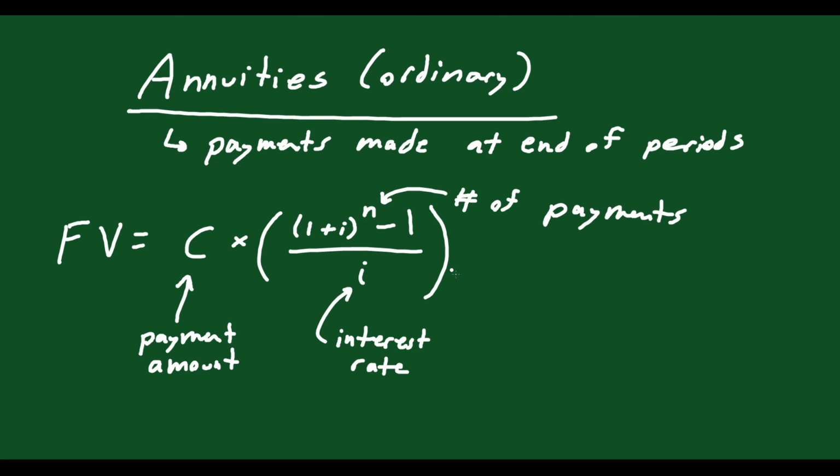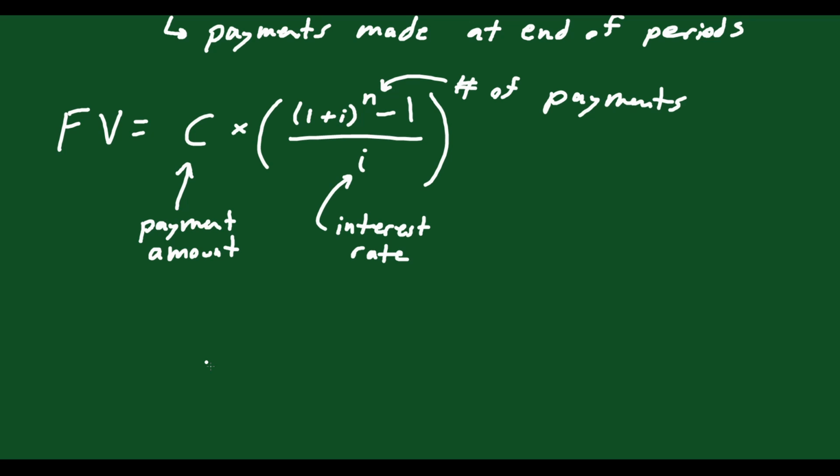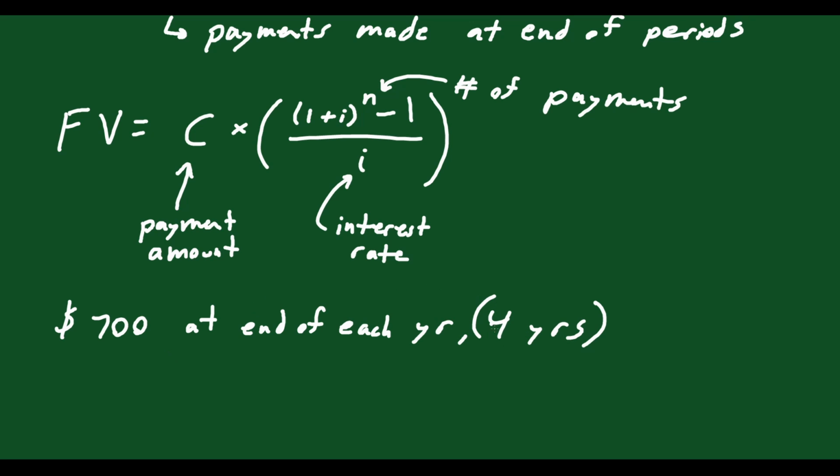So we could do an example. Let's say you want to save up for a new car, and your plan is to save $700 at the end of each year. So you want to save $700 at the end of each year, and you want to buy this car before you're finished high school. So you're going to do this for 4 years. Okay? So for 4 years, you're going to put away $700 at the end of each year. Now you would think that after 4 years have passed, that the amount of money you've saved is just 700 times 4, right? So $2,800.